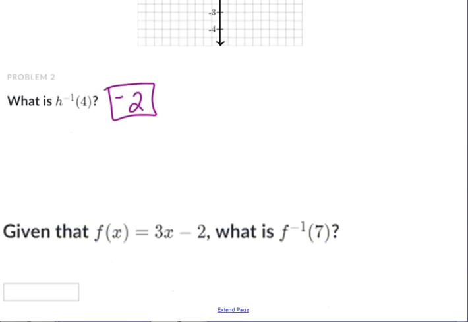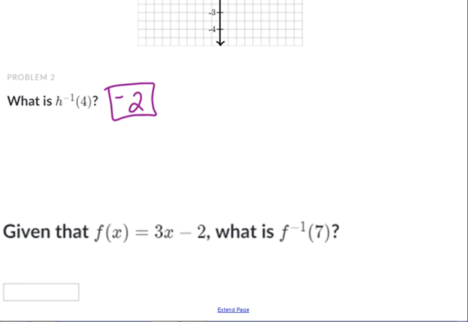Okay, so let's look at it from another perspective. Let's look at it from the equation perspective. If we are given the equation of the original function, f of x is 3x minus 2, what is f inverse of 7? Now, do we have to look at the graph? We could. What could we do instead of looking at the graph? Solve it. Okay, so are we plugging in 7 into the original, or are we setting it equal to 7? Equal to 7, because this 7 is the x value of the inverse, so it's the y value of the original.